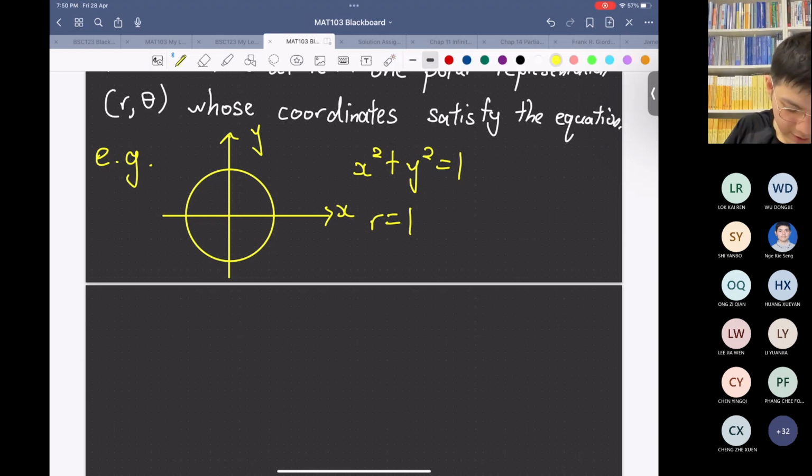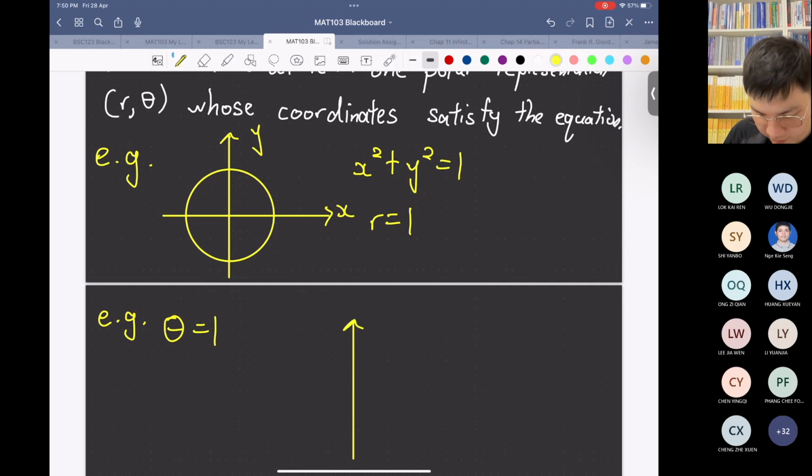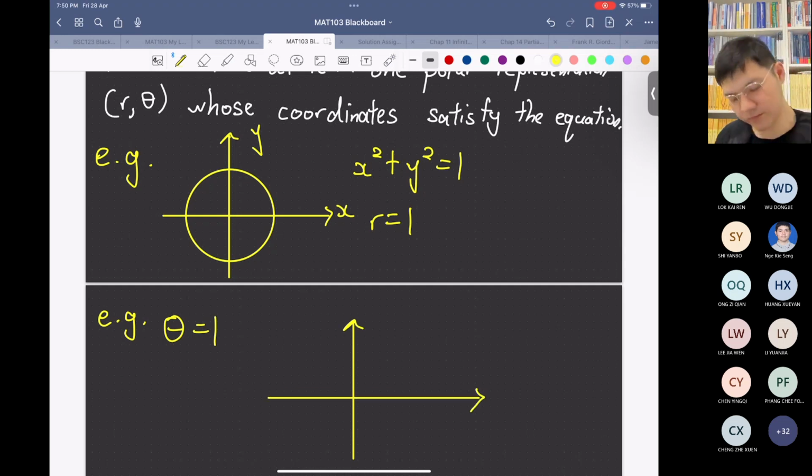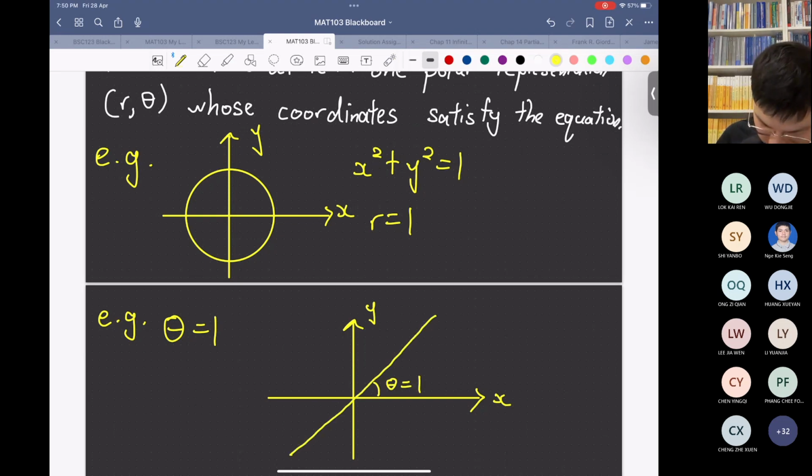And then let's say we want to plot, for example, theta equals 1. What does this graph look like? A straight line, very good. So how does this straight line look? It forms an angle from the positive axis with theta equals 1. So you do something like this.